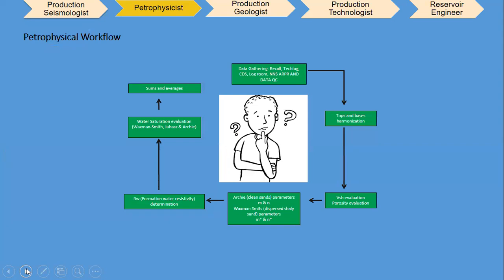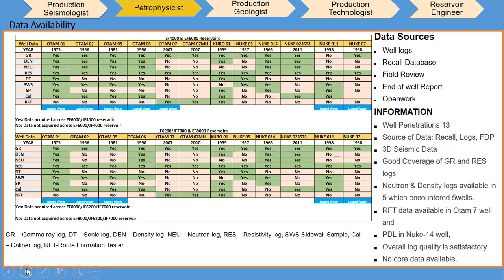The petrophysical work will also look at the data gathering, tops and base harmonization, and the visual procedures, petrophysical evaluations, and the sums and average. For the data gathering, like I said, the Otam field, which is the hanging wall, has 7 well penetrations. The Kuro and the Otam are just separated by a saddle. Completion has to be the same on that side. But that's not a major focus; our focus is the Otam and the Nuke.